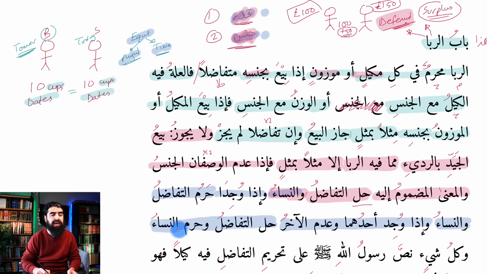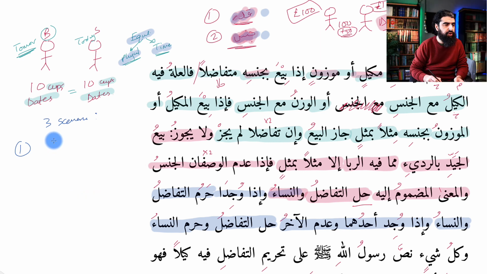So what kind of example is this? For instance, we can break this down into 3 scenarios. Number 1, it's in qadr. I'm going to put Q for qadr, meaning the amount is the same. Qadr is the same.